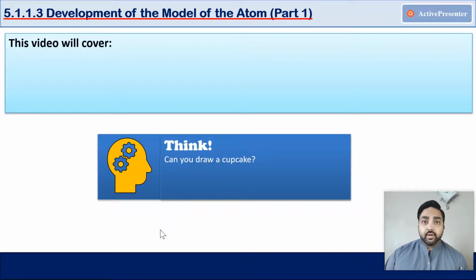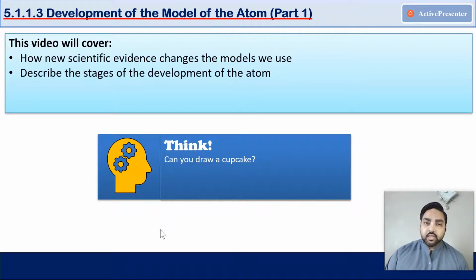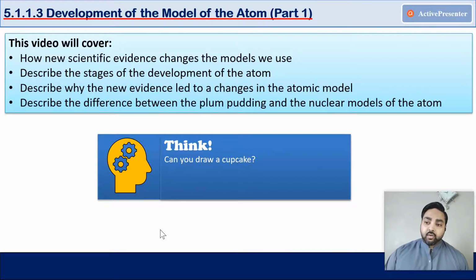So what we're going to cover in this particular video is how new scientific evidence changes the models we use and describing the stages of the development of the atom. The other video is going to cover why the new evidence led to changes and describing the key differences between the plum pudding model and the nuclear models of the atom. Like I said, we'll talk about that in more detail in the second video. This video gives you an overall picture and hopefully you can take it from there.